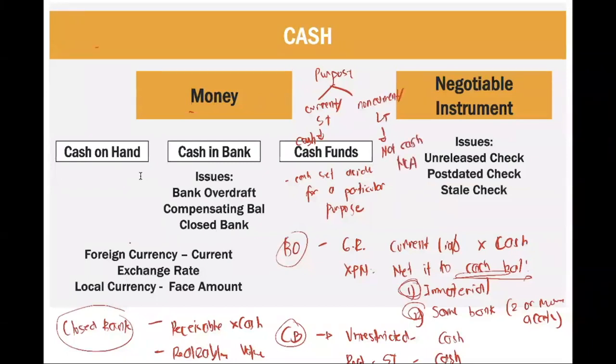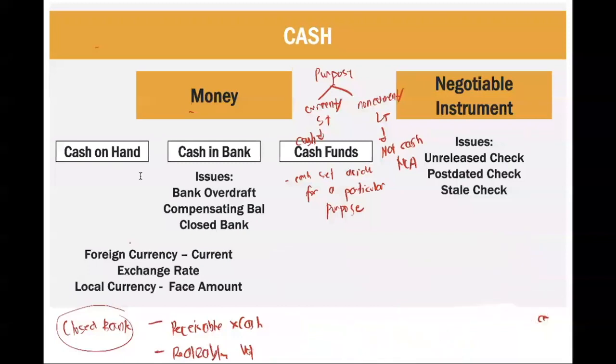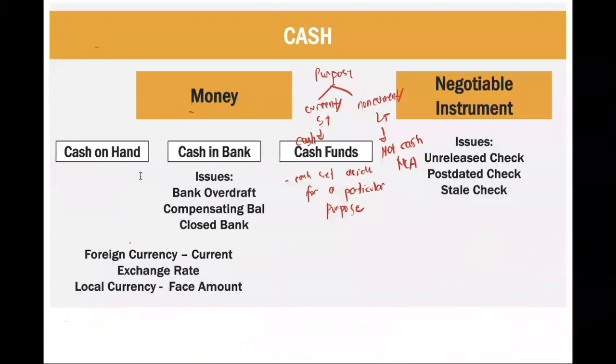It is a non-current asset. Okay. For a cash fund, you look into the purpose. If the purpose of the fund is current or short term, cash. If the purpose of the fund is non-current or long term, it is considered not cash, a non-current asset. So let's have some examples.